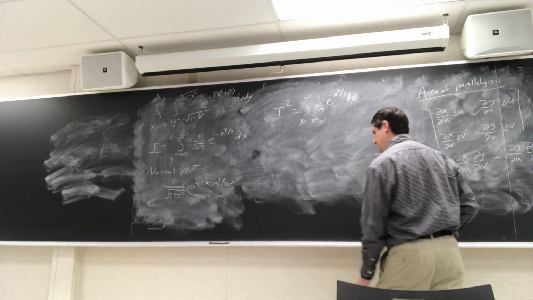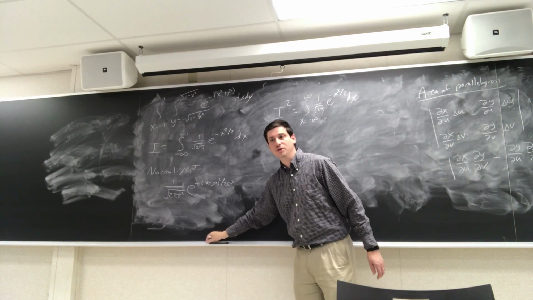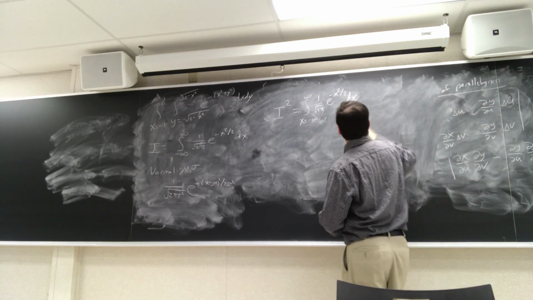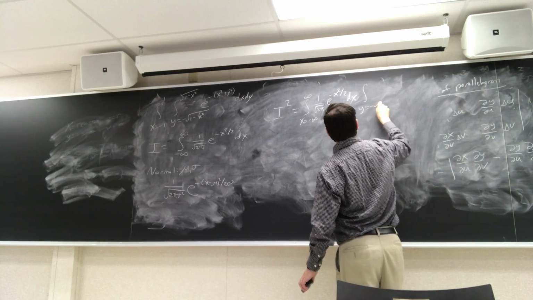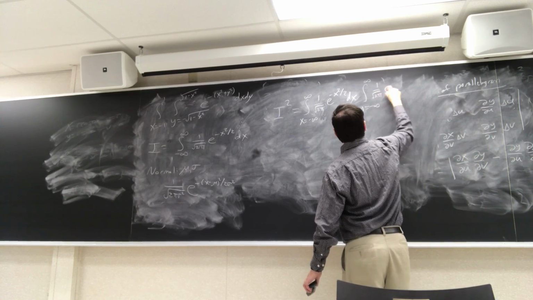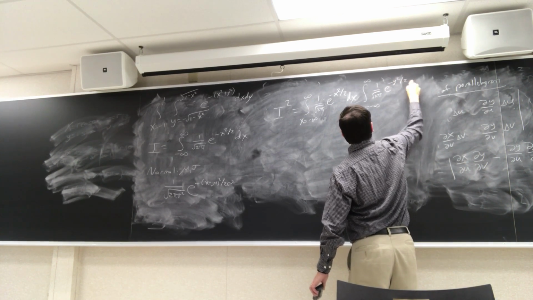And now I'm going to write the integral again, because I'm doing I times I, but I'm going to use a different letter this time. I'm going to use the letter y. And I'll get the integral y goes from minus infinity to infinity, 1 over square root of 2 pi e to the minus y squared over 2 dy.